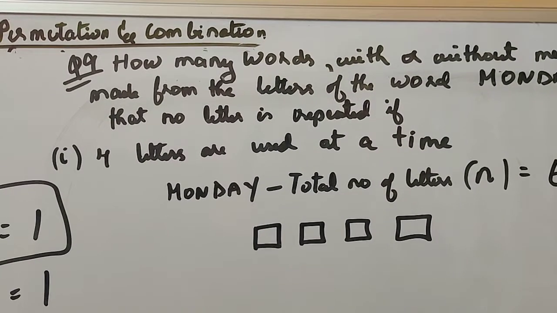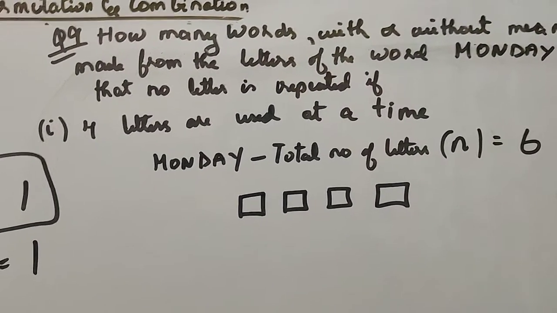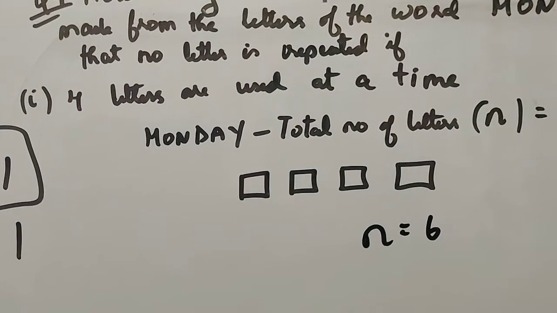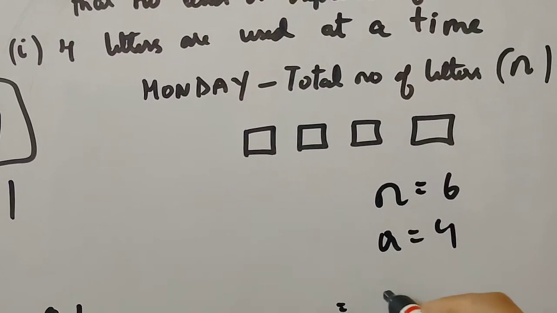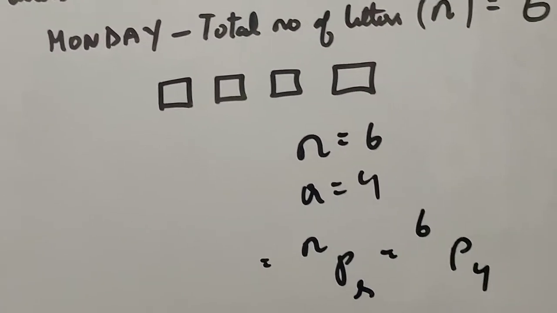So we will have 4 boxes. Okay. So for the arrangement, my n is 6. My arrangement is 4-letter words, so my r will be 4. So nPr will give us 6P4.